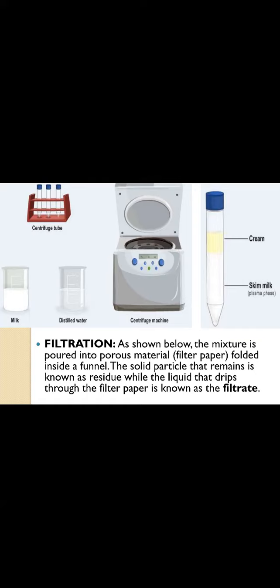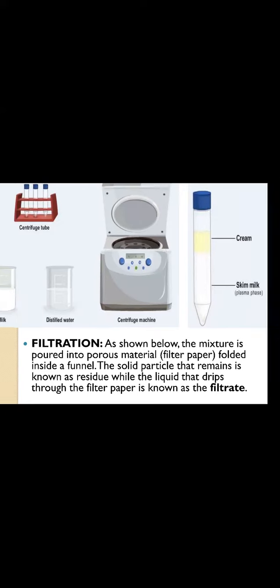Some of the mixture will go inside the beaker, while some will stay at the filter paper. The part of the mixture that stays at the filter paper is referred to as the residue, while the part that goes into the beaker is referred to as the filtrate. So that's how filtration is done.